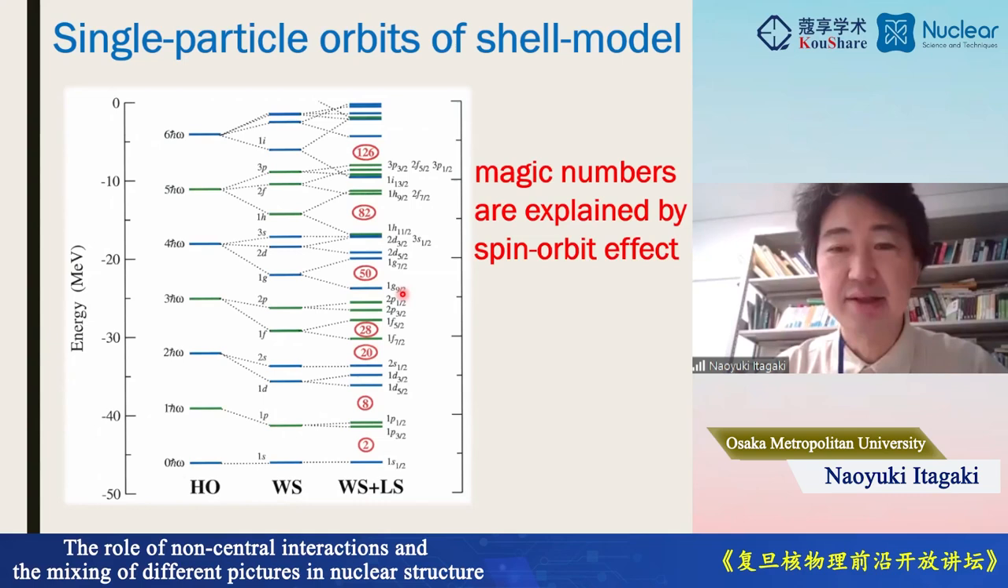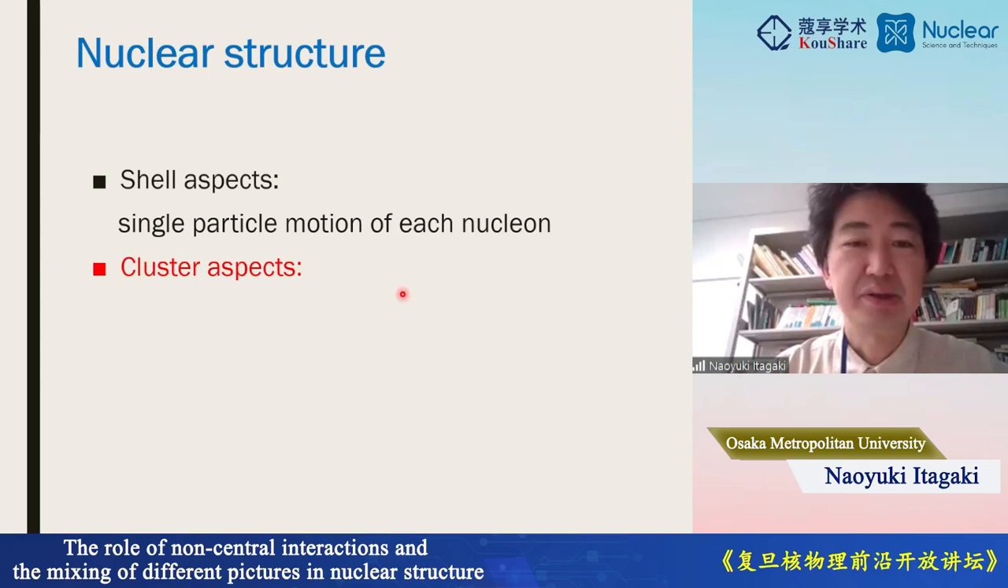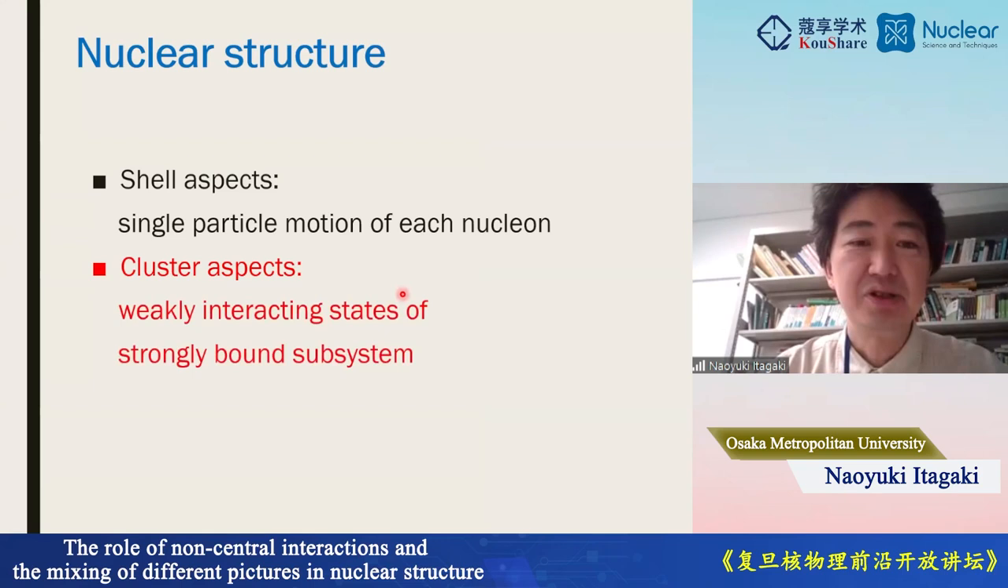Okay, then nuclear structure can have a different aspect, which is the cluster aspect. And Professor Bojo is a specialist, as we know. In short, what is a cluster? A cluster is a kind of weakly interacting state of strongly bound subsystems. What does it mean? It means like this.